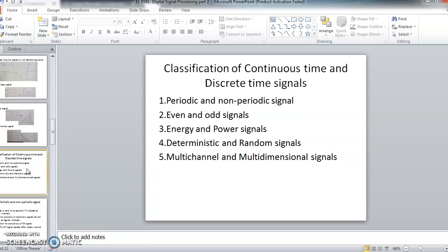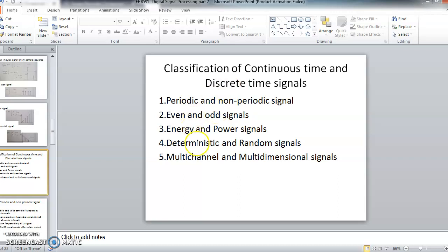So first, the classification of continuous time signal and discrete time signal. As I told you in the previous class, what is the representation used for a continuous time signal? It is x of t, and for a discrete time signal it is x of n. So only this representation will change, right? For a continuous time signal, t is used, and for a discrete time signal, n is used.